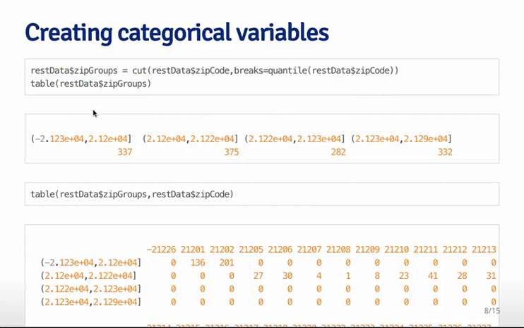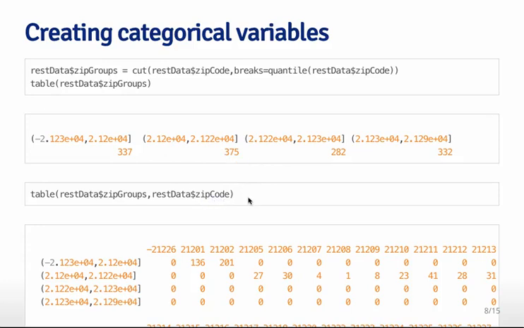So what that will then return is a factor variable. So zip groups is a factor variable where it will break the variable zip code up into the 0th quantile to the 25th percentile, the 25th to the 50th percentile, the 50th to the 75th, and the 75th to the 100th percentile. And so, for example, there are about 375 of the values that land between the 25th percentile and the 50th percentile.